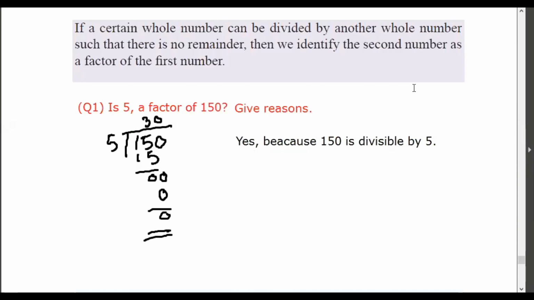Okay, my next question is, okay, I'm going to clear this for today. Right. My next question is, write this down. Question number 2 is, is 6 a factor of 136? You have to give reasons for your answer.